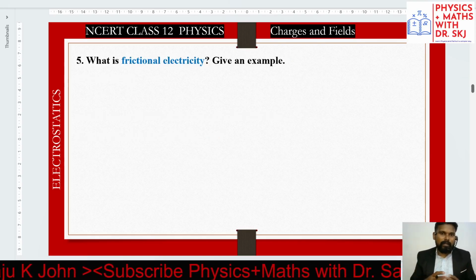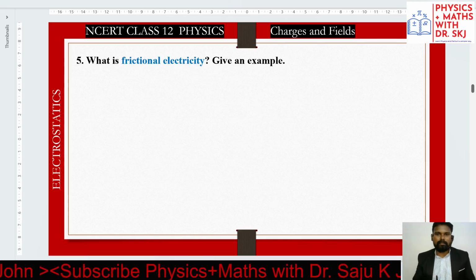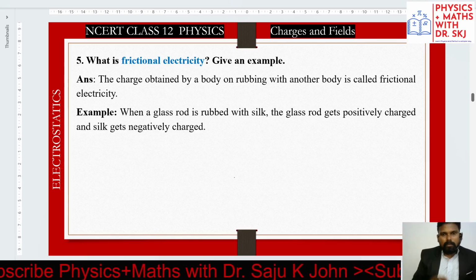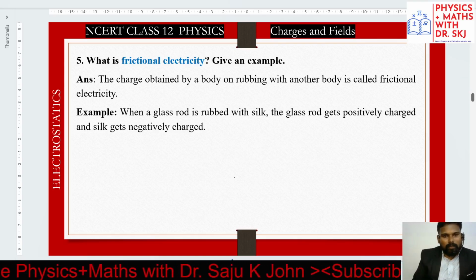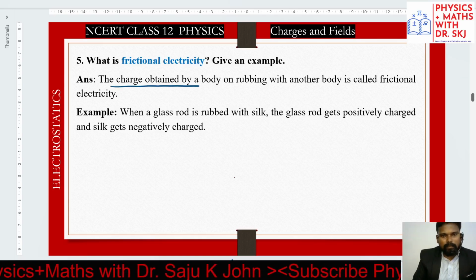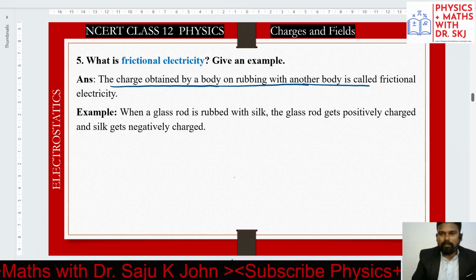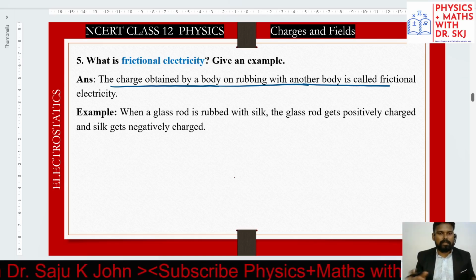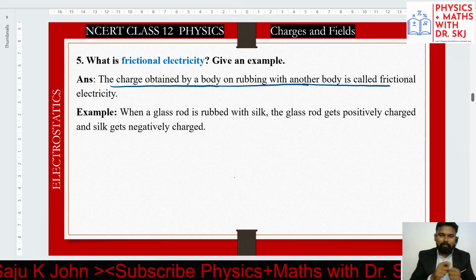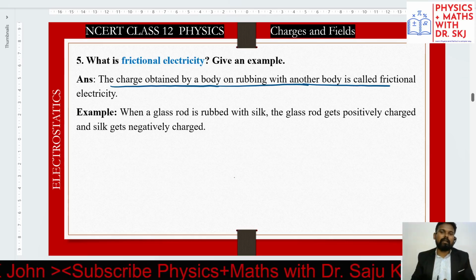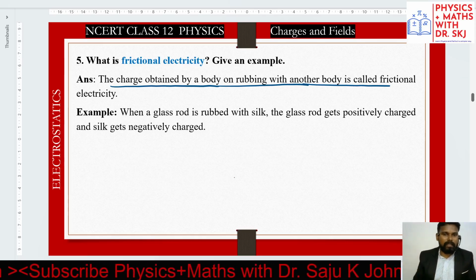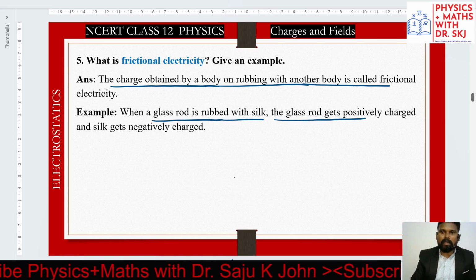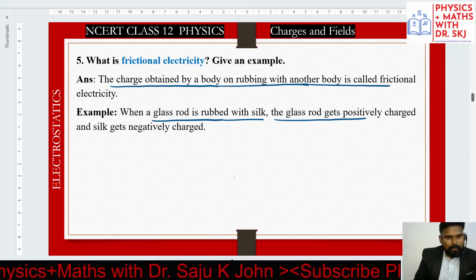Then now we are going to frictional electricity. What is meant by frictional electricity? Give an example. Frictional electricity is the charge obtained by a body on rubbing with another body. So when two bodies are rubbed, because of friction, charges are developed in those bodies. It is called frictional electricity. For example, when a glass rod is rubbed with silk, the glass rod is charged as well as the silk is charged. Okay, so I will explain that.